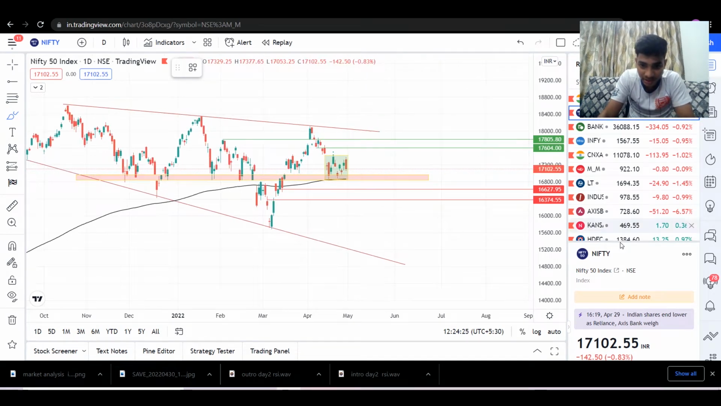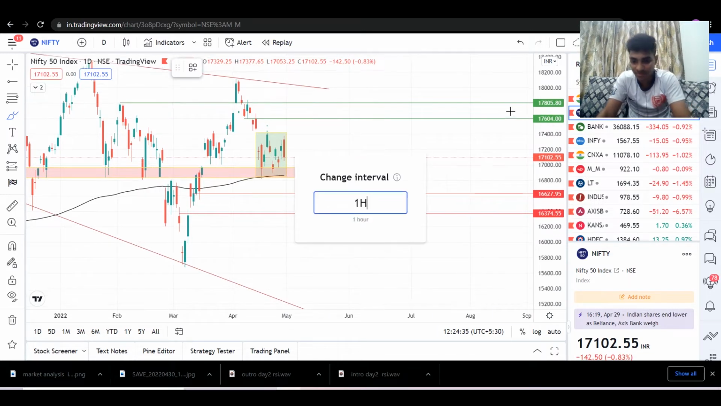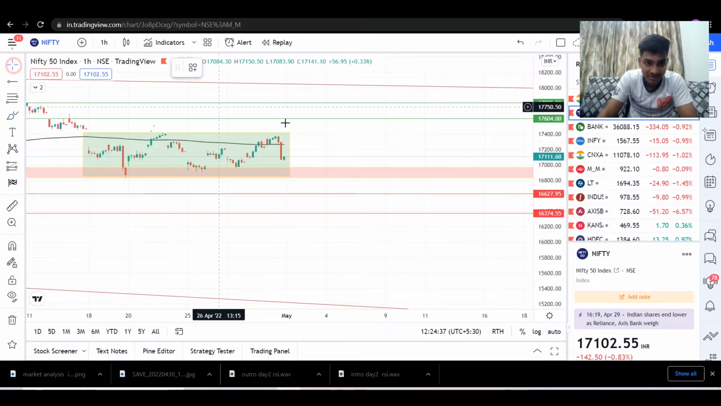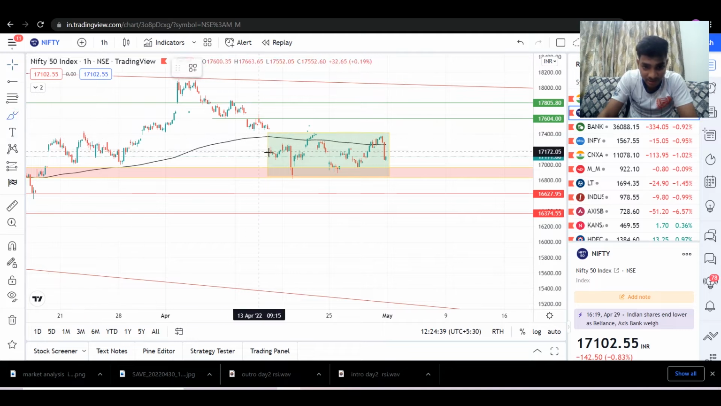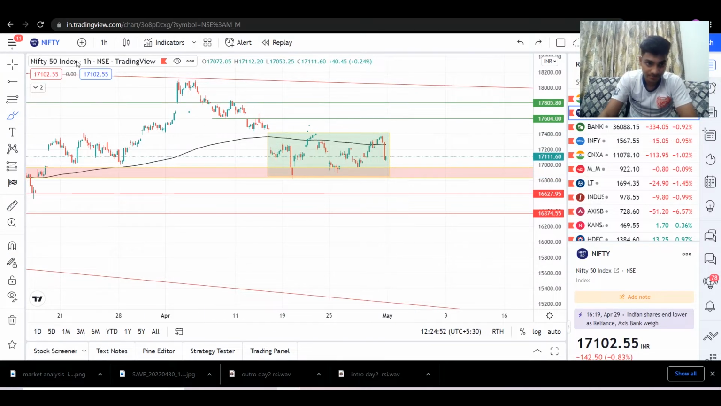If you look at the daily candle, the candle that closed on Friday, it has kind of engulfed the previous candle. This is called a bearish engulfing pattern. If you go to a smaller time frame, the 1 hour time frame, we can see that Nifty has been consolidating in the same range. The range is from 16,830 to 17,427. Now what to do next?